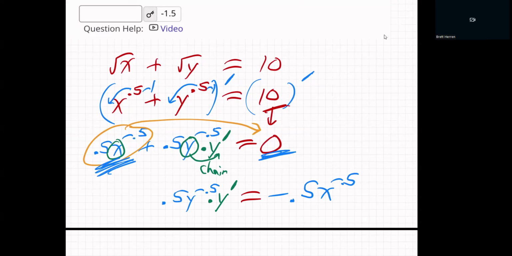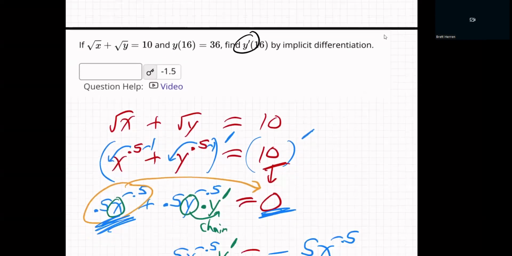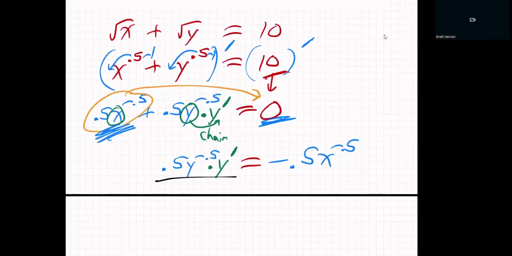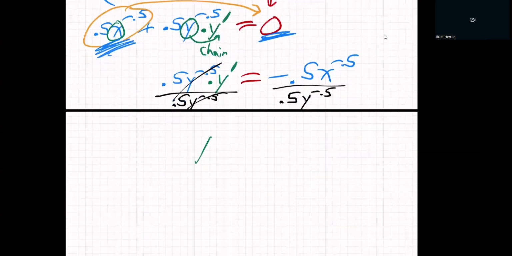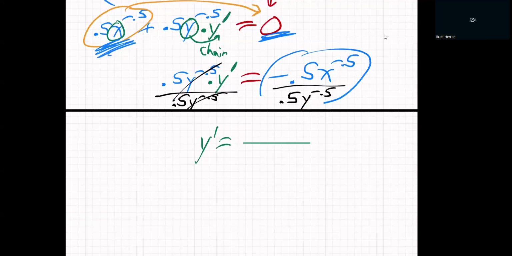Okay. So last step, how do we get y prime alone? Well, not quite last step, but getting closer. We want y prime. So I'm going to have to divide both sides by 0.5 y to the minus 0.5. Whatever you do to one side, you have no choice but to do the same thing to the other. Boom, boom. Okay, so there's y prime. y prime is now alone. Okay, we got y prime.